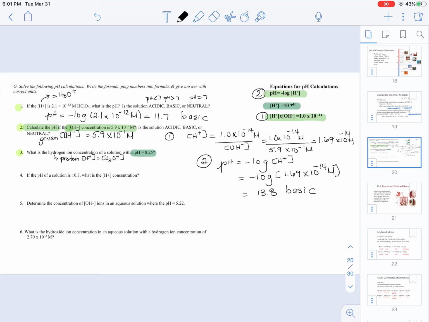So for problem number 3, because it is given pH, I'm going to say H plus equals 10 to the negative 8.25. So the concentration of H plus in a solution that has a pH of 8.25 is going to be 5.6 times 10 to the negative 9, and the unit for concentration is always molar.